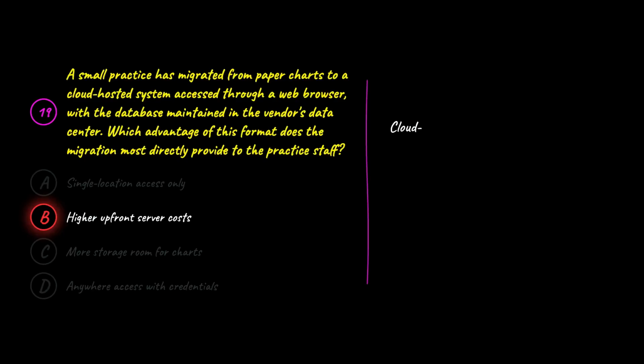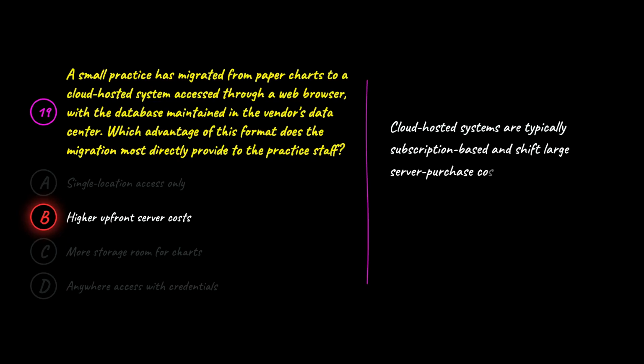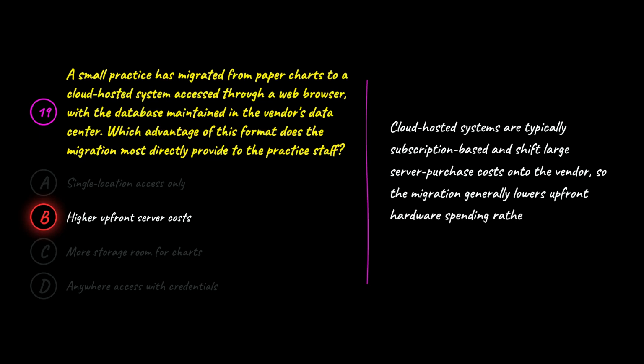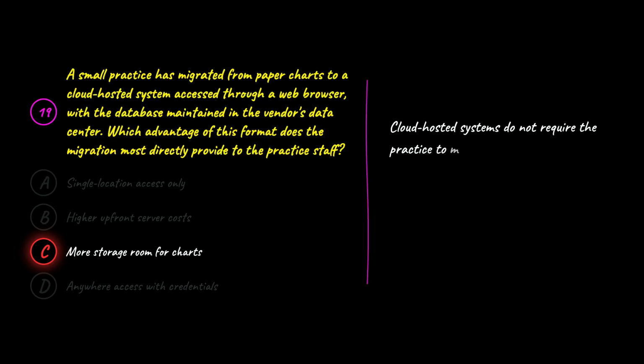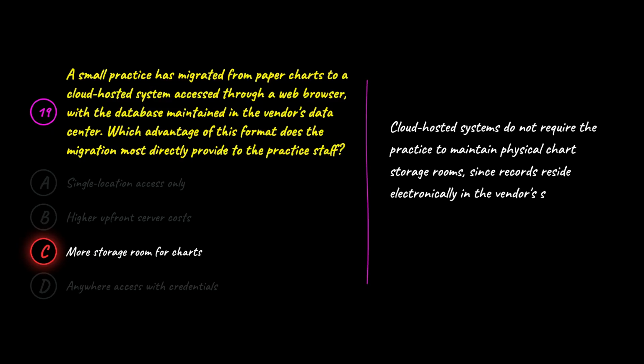B is wrong because cloud-hosted systems are typically subscription-based and shift large server purchase costs onto the vendor, so the migration generally lowers upfront hardware spending rather than raising it for the practice. C is wrong because cloud-hosted systems do not require the practice to maintain physical chart storage rooms, since records reside electronically in the vendor's secure data center rather than in on-site filing cabinets.